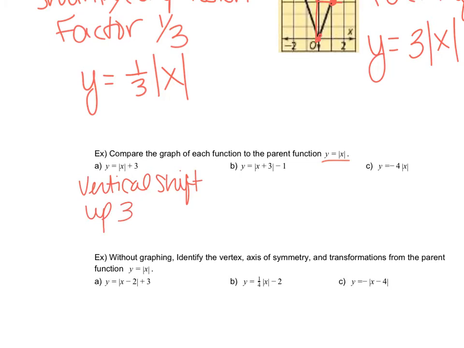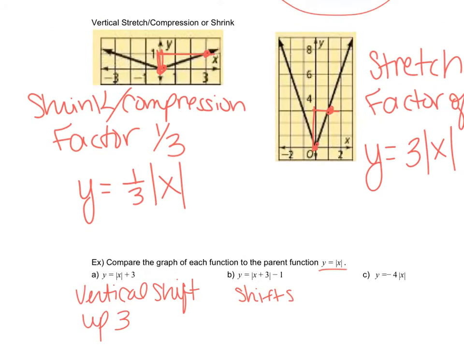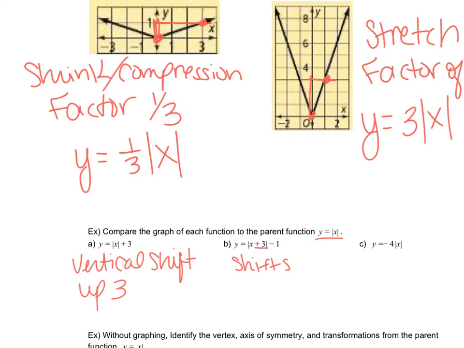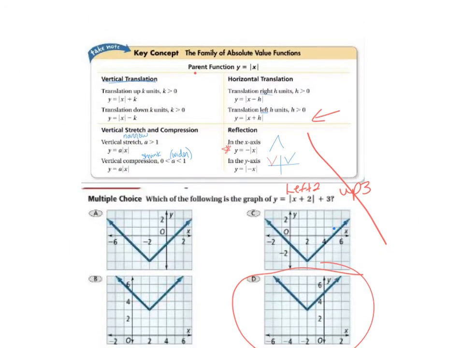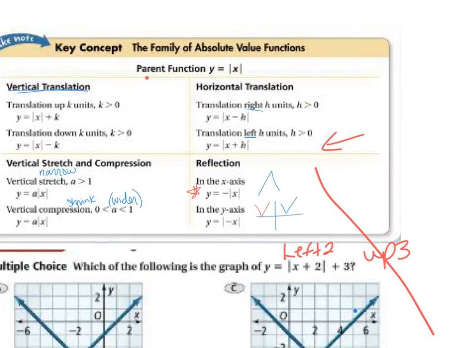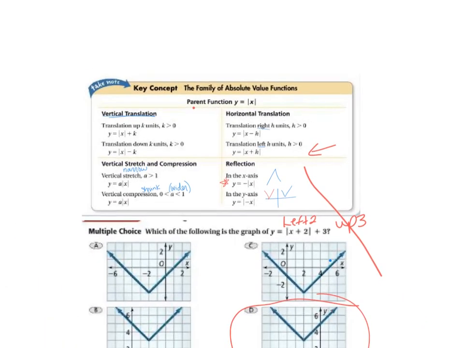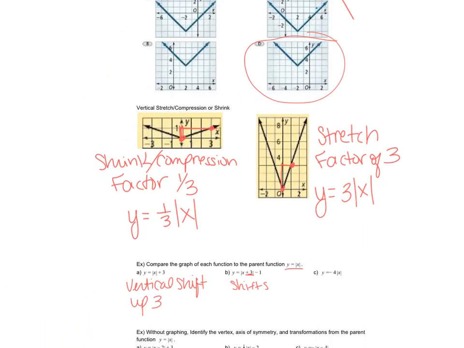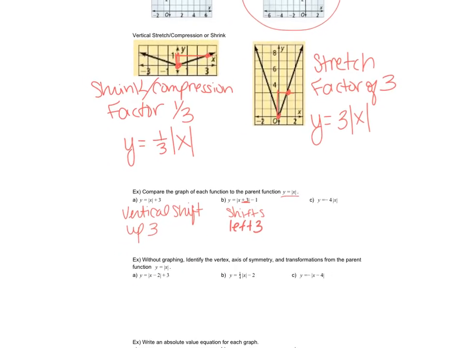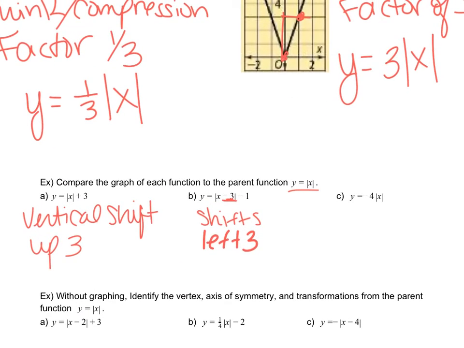All right, this next one is a shift. It shifts 2 ways. So I'm going to do shifts. If it's inside the absolute value, the x plus 3, look up here, x plus 3, that would be left. Okay, so left 3, and then if there's a minus 1 on the outside, on the right, it would be down 1.